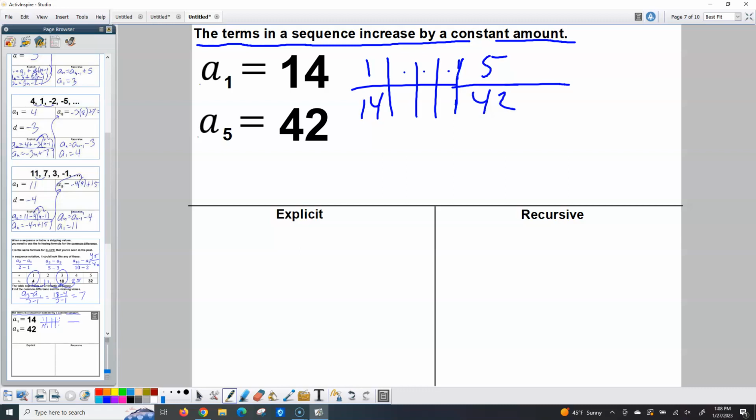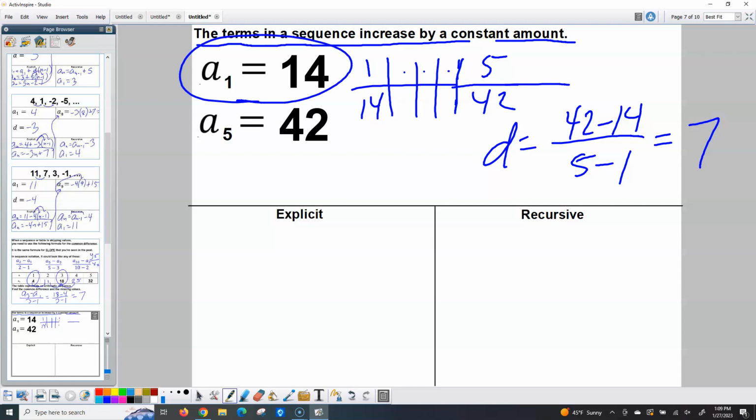Same thing. You'll say 42, the fifth term, minus the first term over 5 minus 1. 42 minus 14 is 28 over 4. I think we got 7 again. So that's my common difference right there, 7. And my first term is 14. So those are the 2 things that I need when writing an explicit and a recursive form.